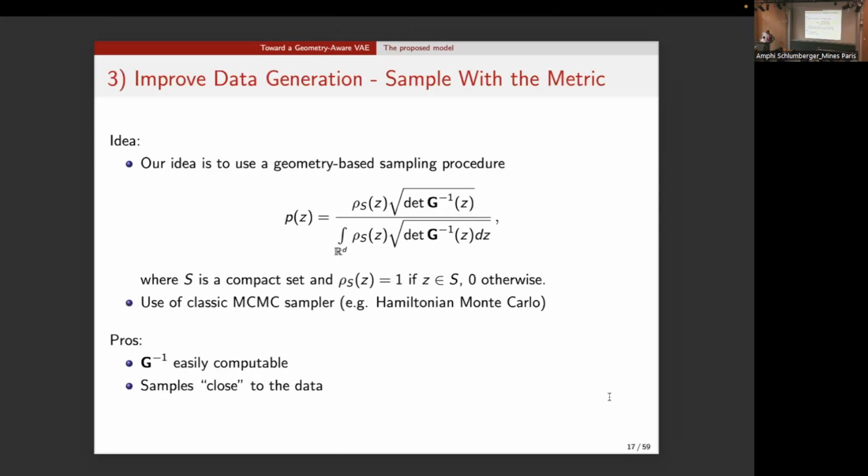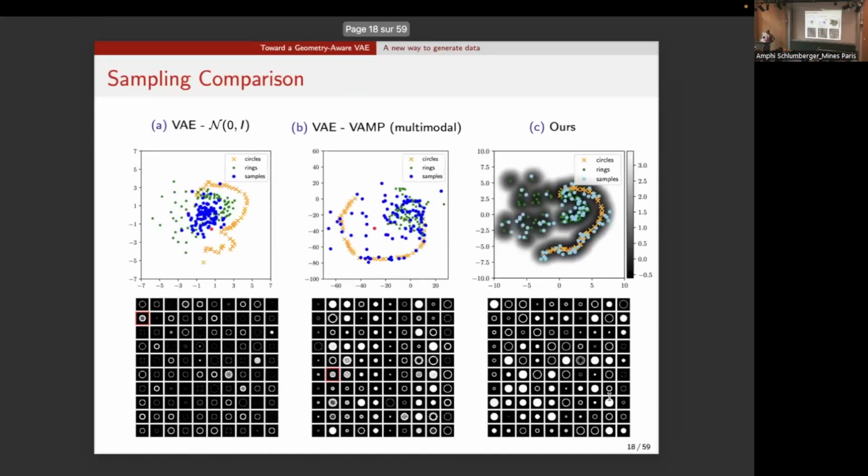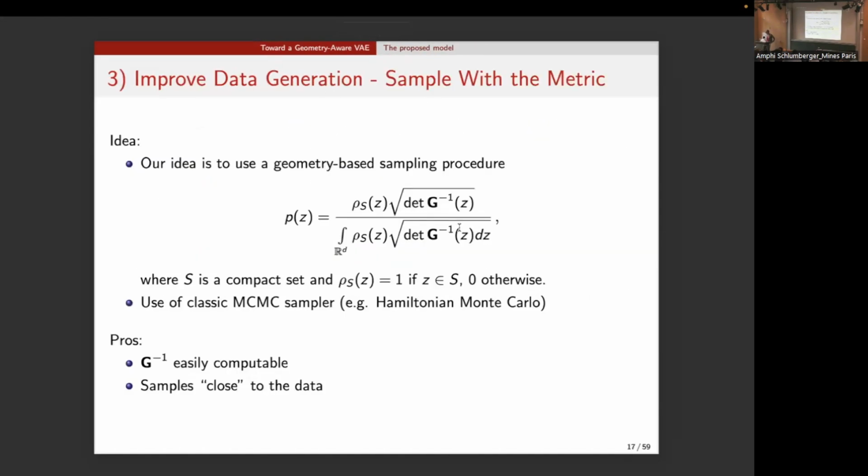Okay, so as I said, we have a metric, so we can sample from this metric. How do we do that? Well, simply taking here the uniform distribution given by that metric. Okay, it's not flat, but I can define, thanks to the metric, a uniform distribution on the latent space. Happy with this. And I can use my MCMC sampler, still Hamiltonian Monte Carlo, to sample from that.